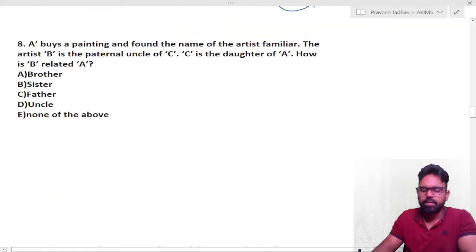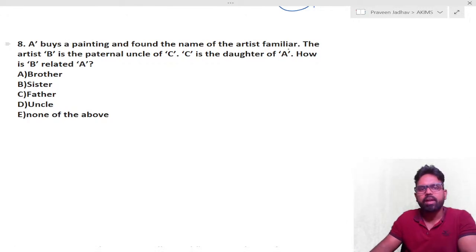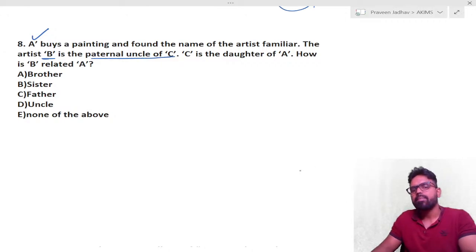Look at this question here. A buys a painting and found the name of an artist familiar. Who is the one who is buying the painting? A. The artist B is the paternal uncle of C.